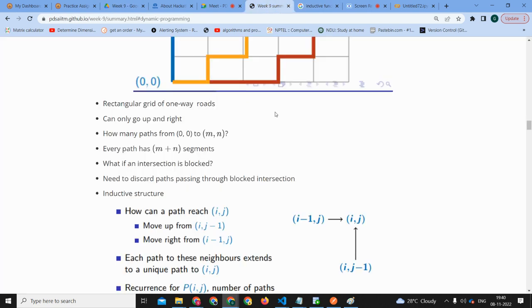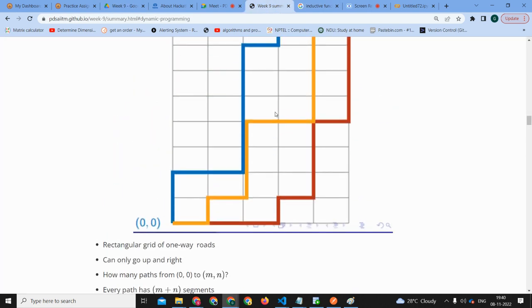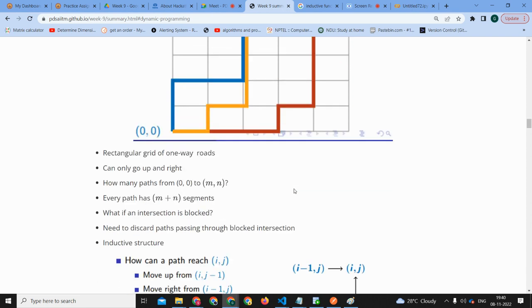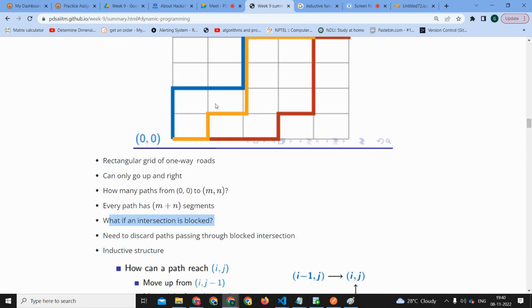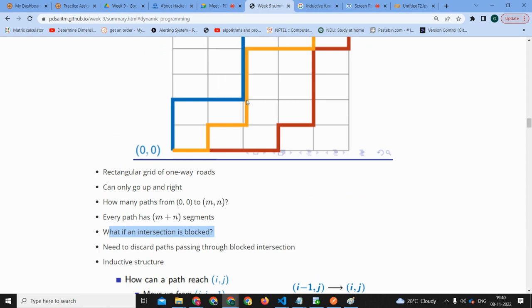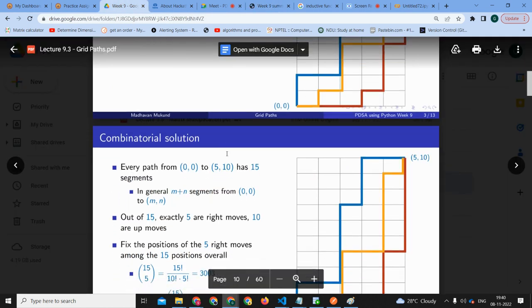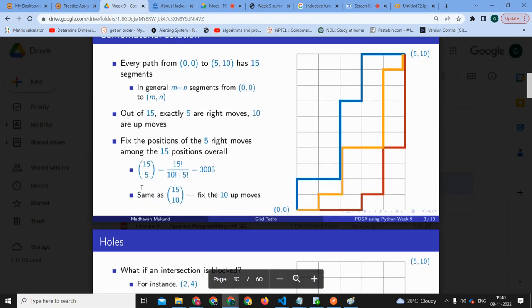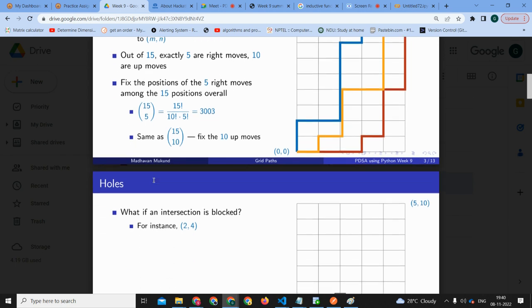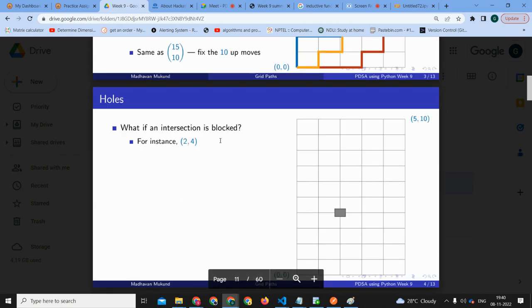Fine. So if that's the case, then we'll move forward. How many different ways did we come up with the formula? The question is, what if an intersection is blocked? What if you are told that there is a block here, or we'll come here only? 15 choose 5, yeah, that's right.